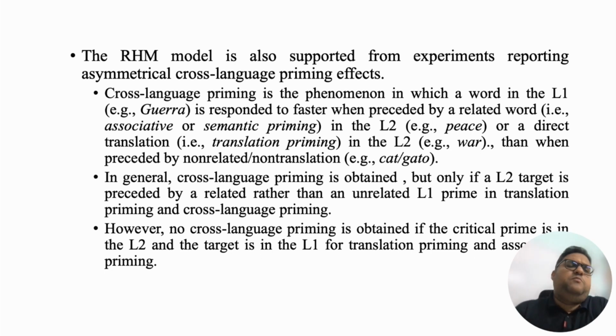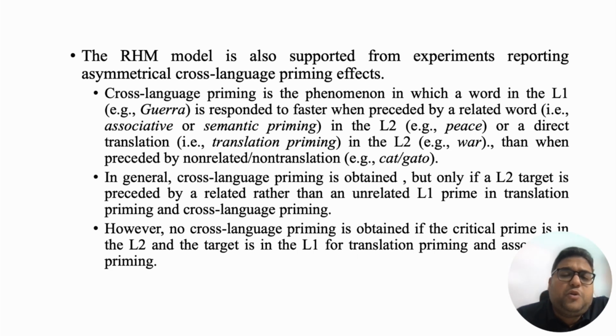Now, the revised hierarchical model is also supported from experiments reporting asymmetrical cross-language priming effects. Now, what is cross-language priming? Cross-language priming is a phenomenon during which a word in the L1, for example guerra, is responded to faster when it is preceded by a related word, through some association or semantic relation, in the L2, like peace, for example. Or a direct translation, which is translation priming, in the L2, for example, war. Then, when it is preceded by a non-related or a non-translational equivalent, like cat or gato.